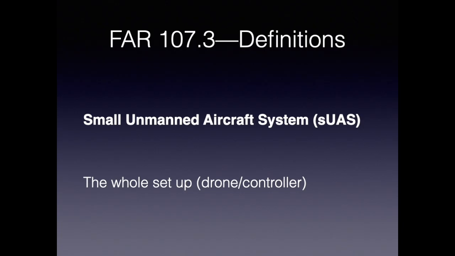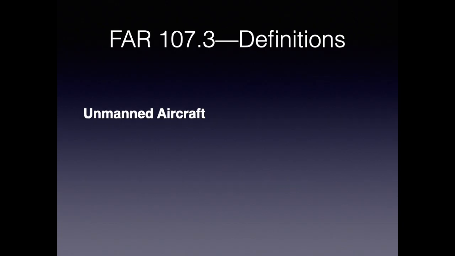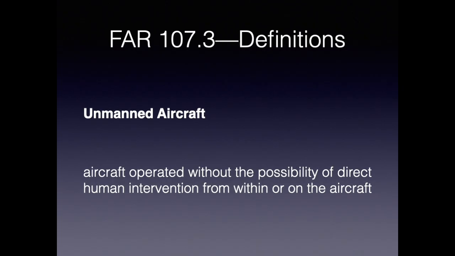All right, the next one is an unmanned aircraft. Now, an unmanned aircraft is an aircraft, it's pretty self-explanatory from the term, but an aircraft operated without the possibility of direct human intervention from within or on the aircraft. So, if you remember a second ago, we were talking about small unmanned aircraft is weight specific. It is less than 55 pounds. An unmanned aircraft simply refers to any aircraft that is operated without the possibility of direct human intervention from within or on the aircraft.